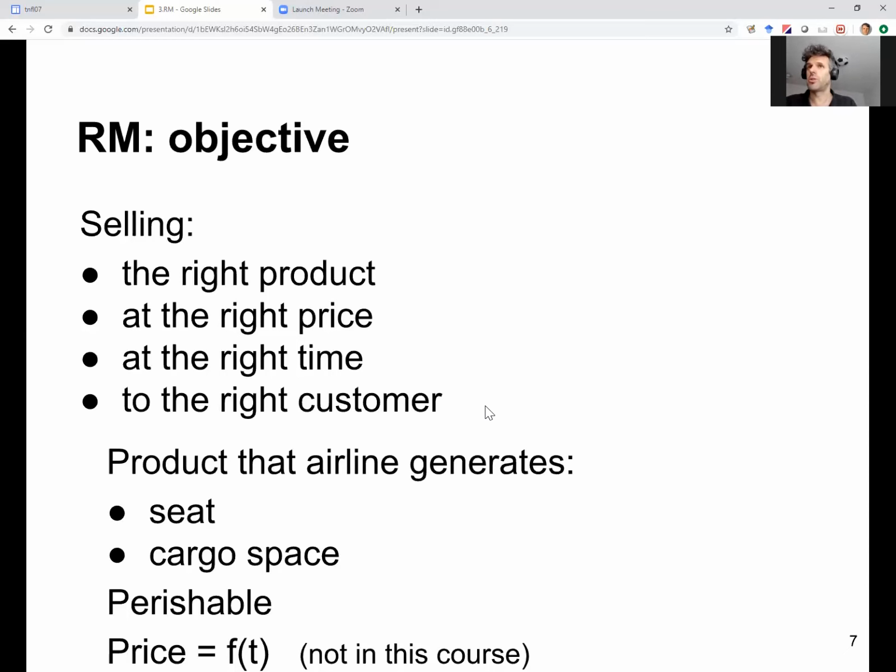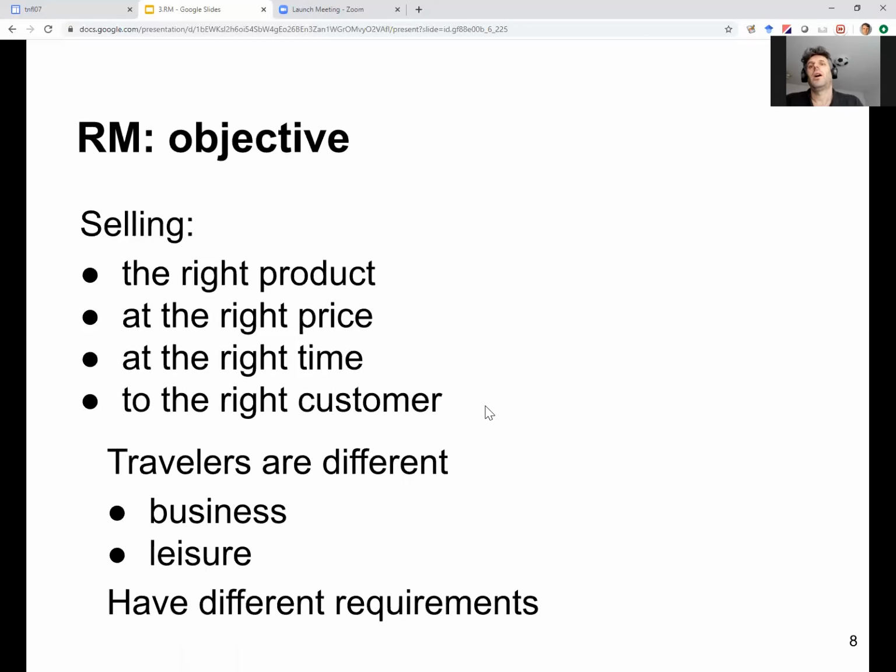But we will not be concerned with this in this course. That goes too much into the economic details. So we'll think that prices are fixed. More importantly, we will be looking at different kinds of customers. Very specifically, just two kinds of customers: business and leisure, second class, economy class. You can have different names for them, but two different classes of people or passengers.